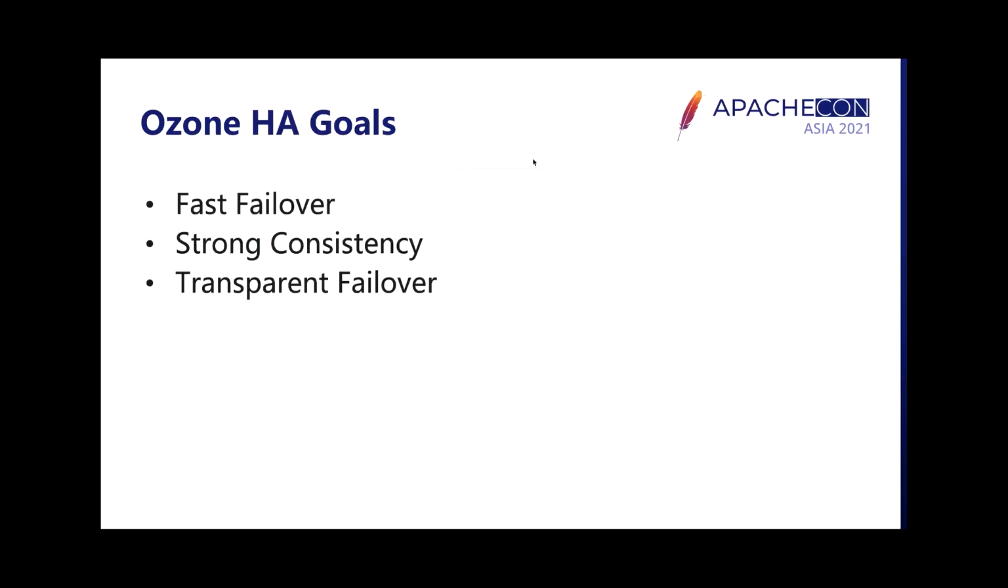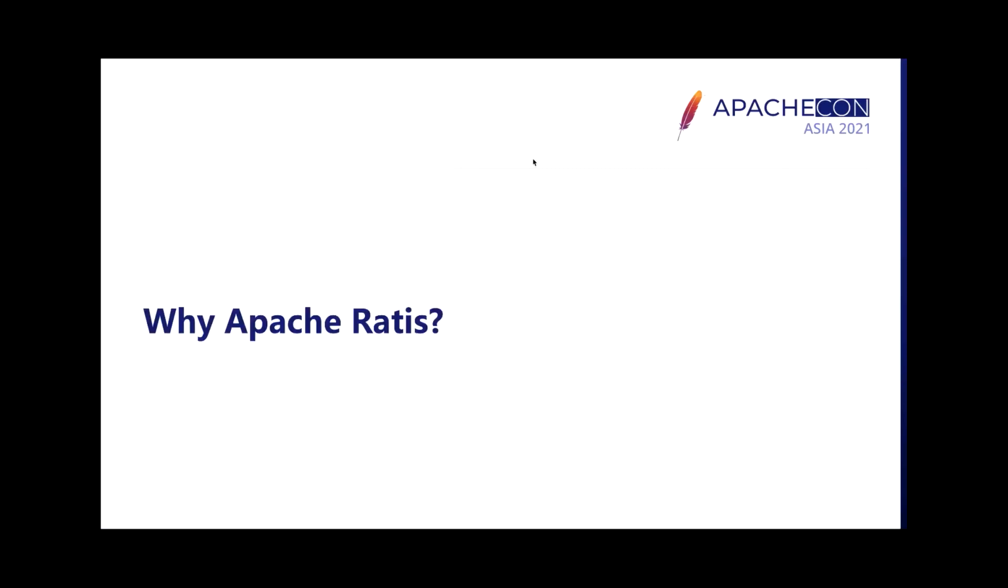So Ozone HA's goals are, first, a fast failover process in Ozone. Second, we need HA to have strong consistency, especially around the metadata area. Third, we need to have transparent failover for the entire Ozone cluster. Now we'll have Shashik introduce Apache Ratis, which we use for implementing Ozone HA overall.